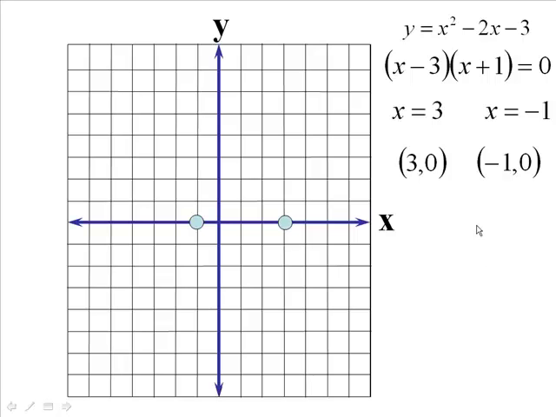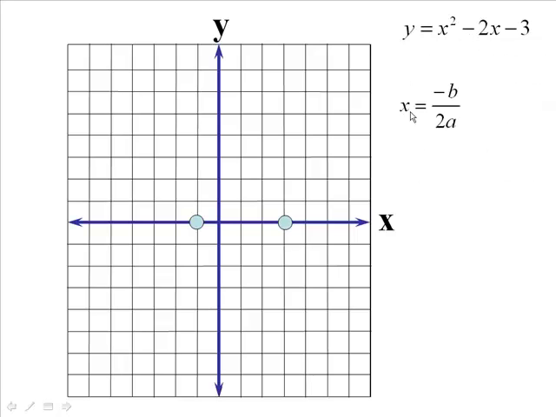Let's find one more point. I think it'd be good to find the vertex, don't you? Let's find the vertex. X equals negative b over 2a, where b is negative 2 and a is 1. So I have the opposite of b, the opposite of minus 2, which is going to be a plus 2. 2 over 2 is 1. So my vertex has an x-coordinate of 1.